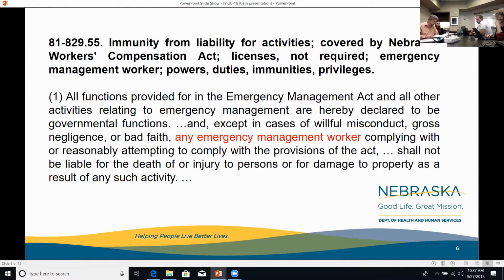And unless somebody is malevolent, stupid, or just evil, any emergency management worker following the plan is not going to be liable for the death or injury to persons or for damage to property. So that helps out a lot. There's a significant coverage there. If a volunteer is responding as part of the formal emergency response, that's pretty extraordinary protection.